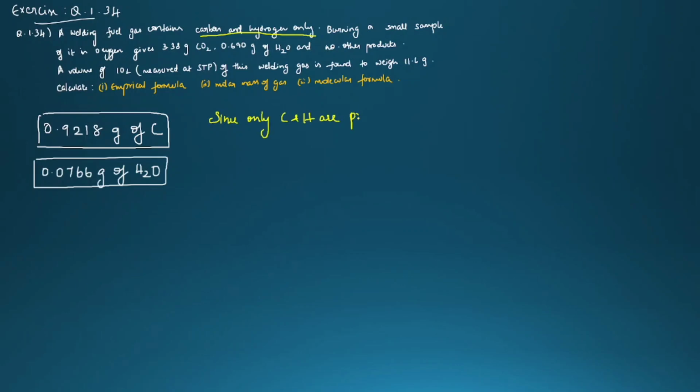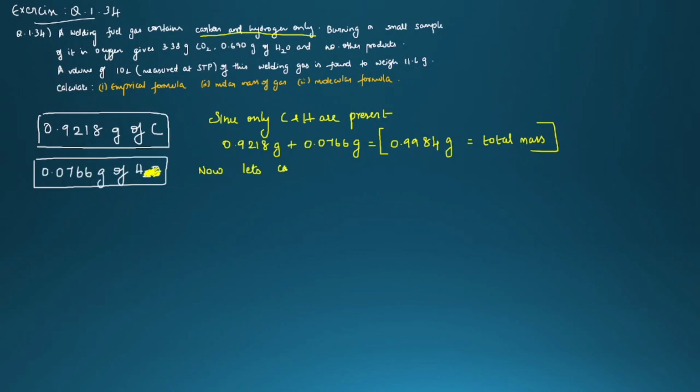So since only carbon and hydrogen are present, the total mass will be 0.9218 grams plus 0.0766 grams. On adding we will get 0.9984 grams. So this is the total mass of this welding fuel gas given in the question.